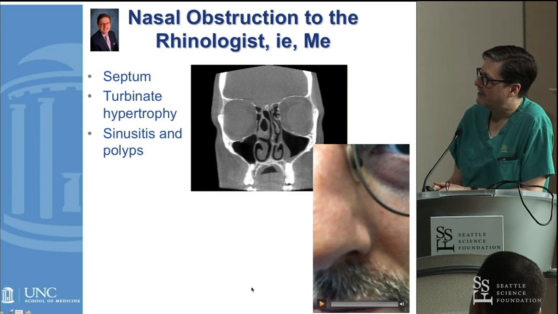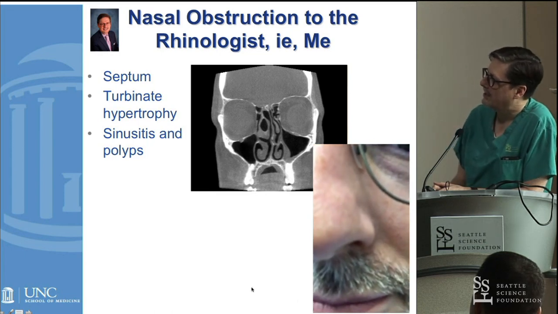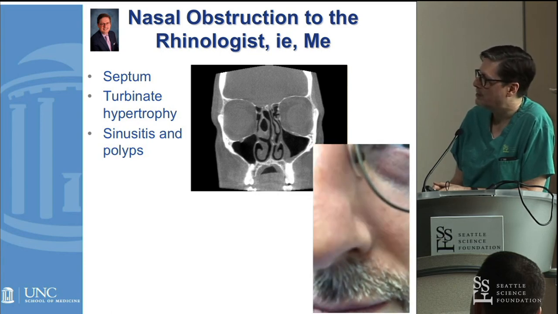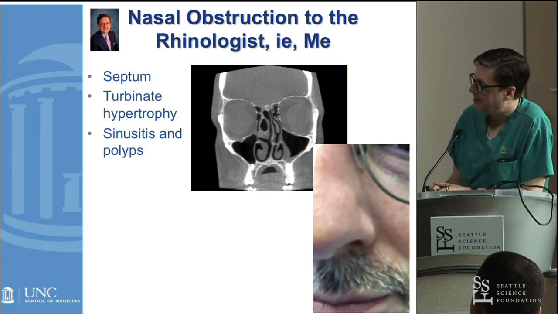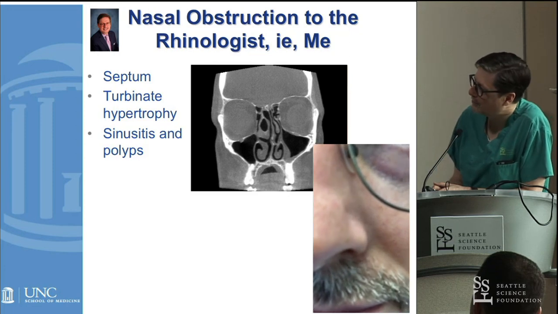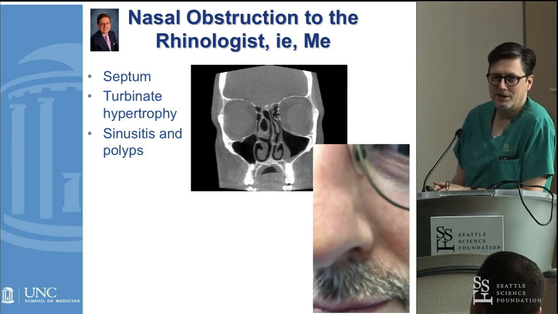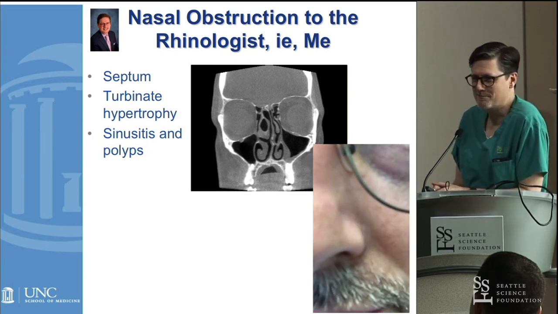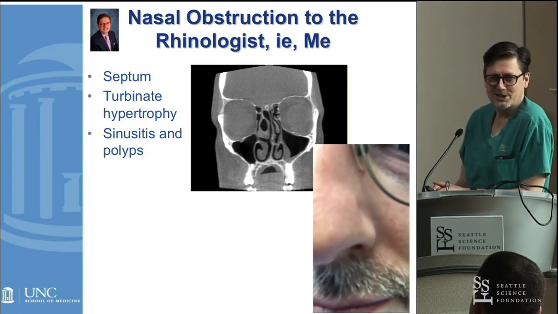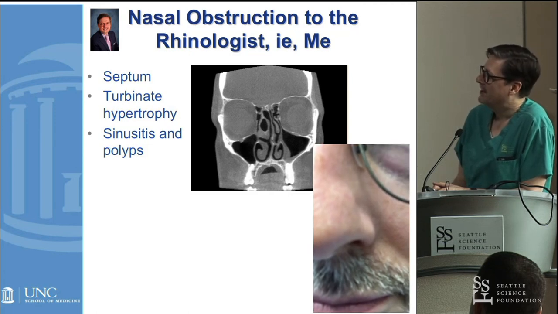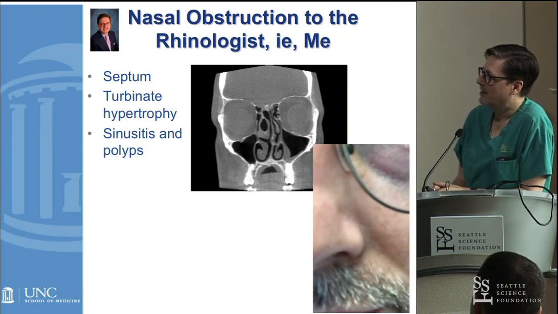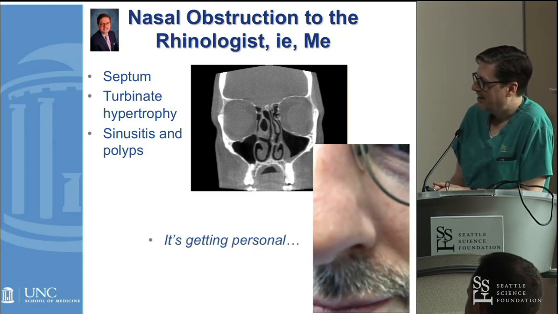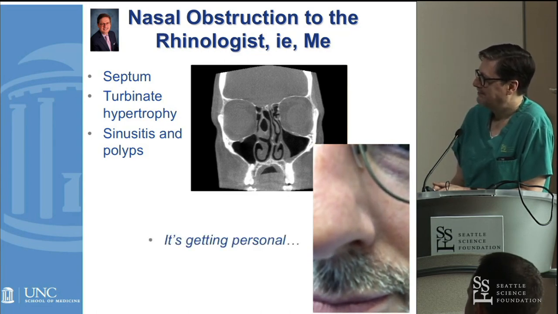So I showed you one of my CT pictures the other day, and you can see I've got a little sinusitis. I also have some septal deviation, turbinate hypertrophy, some allergy, some polypoid change in my turbinate, but you'll also notice I have a little bit of valve collapse. Go figure. I'm just a little cauldron of all rhinologic diagnoses here. So I have a little upper lateral cartilage collapse there, and it is getting personal.